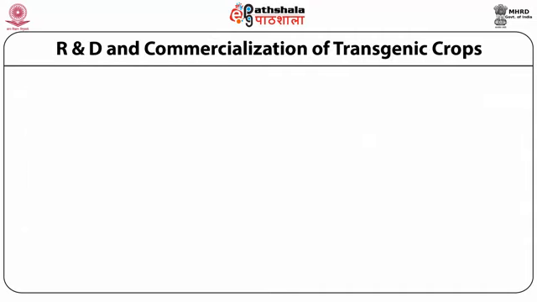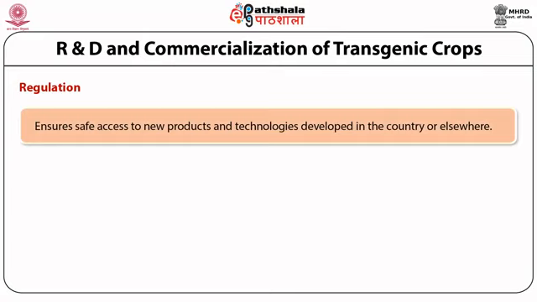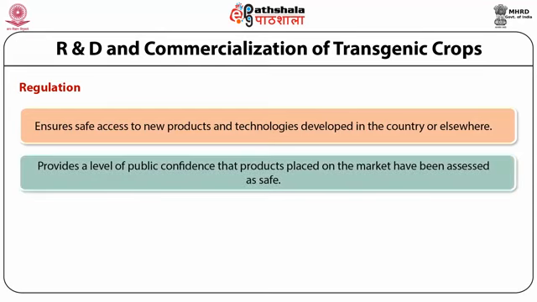Research and development and commercialization of transgenic crops. For release and commercialization, transgenic crops are subjected to a rigorous regulatory regime to ensure safe access to products and technologies developed in the country or elsewhere, and to provide a level of public confidence that products placed on the market have been assessed as safe. This is the ultimate goal. They should be safe for the environment and for human and animal health. That is the ultimate goal of the different regulations.